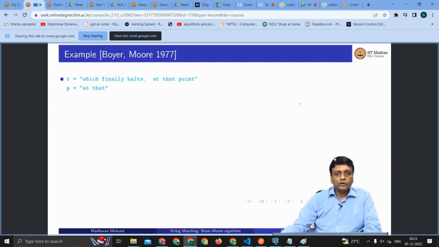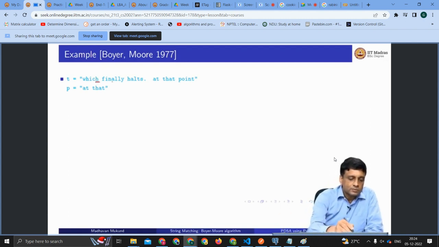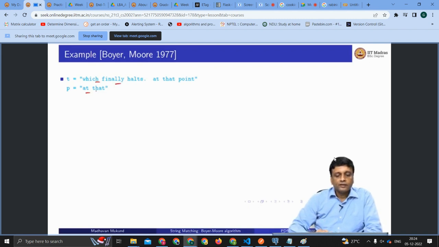So before we formalize this as an algorithm, let us do a more detailed example. This is from the original paper by Boyer and Moore, where they introduced these two skipping rules. Here the text is "which finally halts, full stop." There are two spaces here. Notice that the text has spaces and so does the pattern. The pattern we are searching for is "at that".